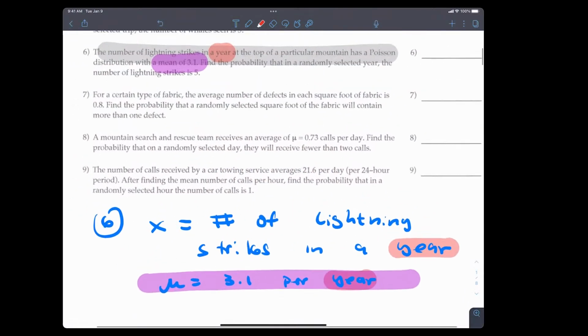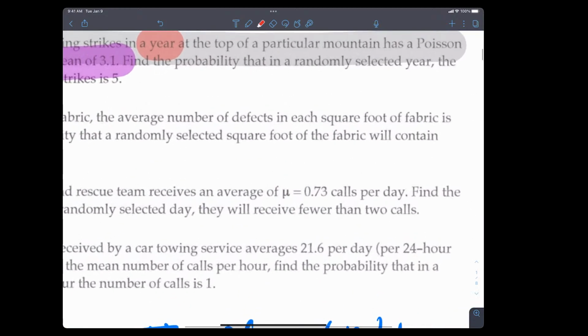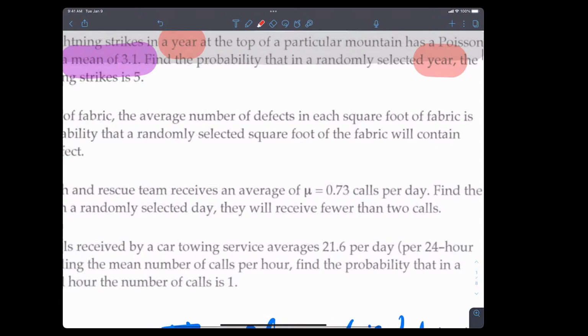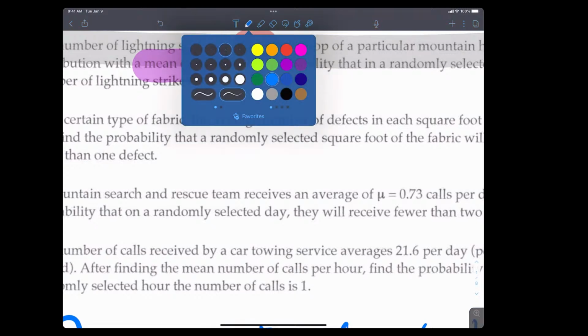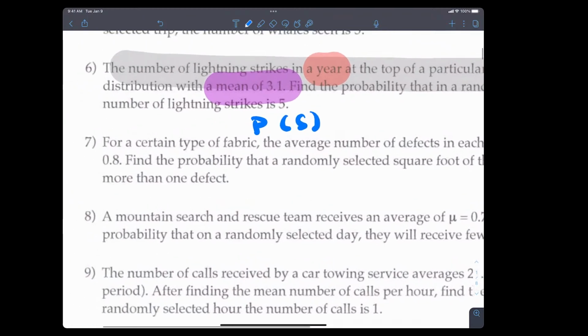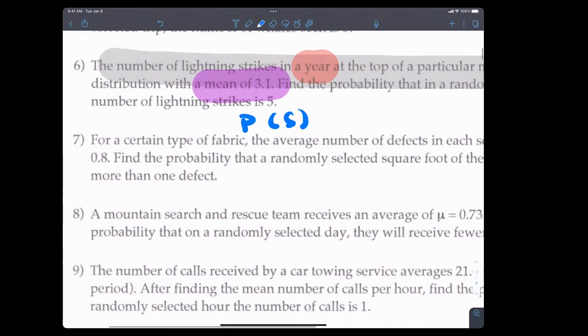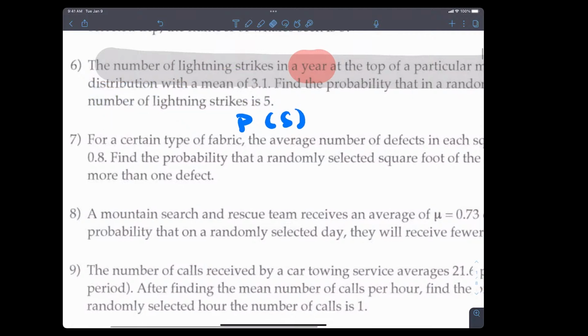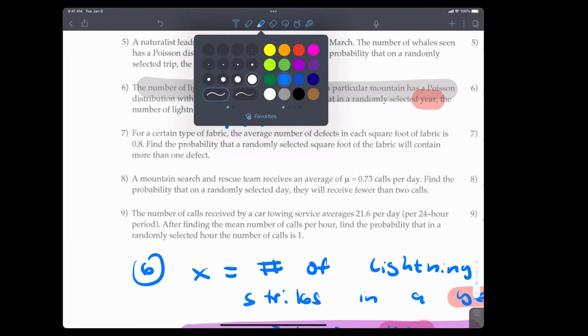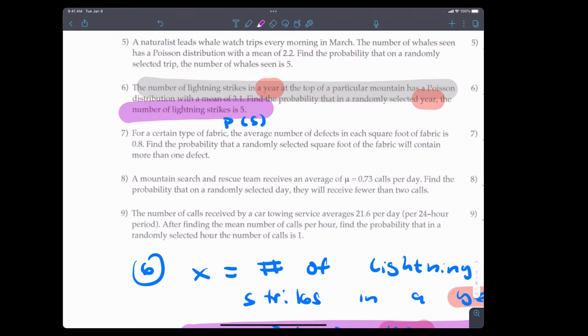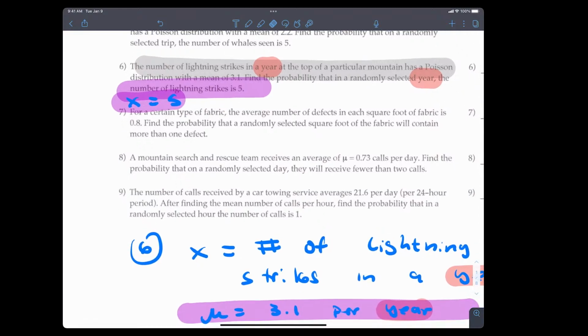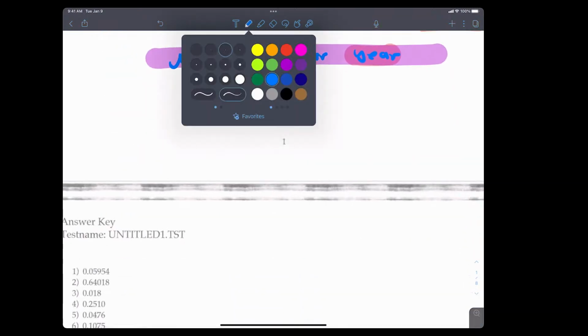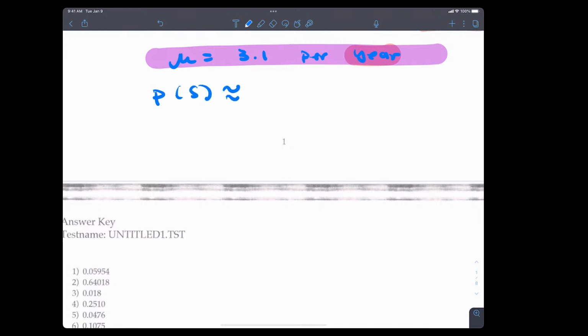So number 6. Okay, find the probability. This is important. In a randomly selected year, so it's the same exact time interval, that the number of strikes is 5. So they want to know what P of 5 is, because the number of strikes, remember here, is X. The number of strikes is 5, and that means X is 5. So they want to know what P of 5 is for number 6. What is this approximately?